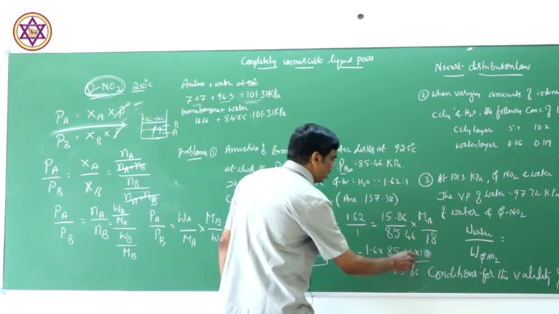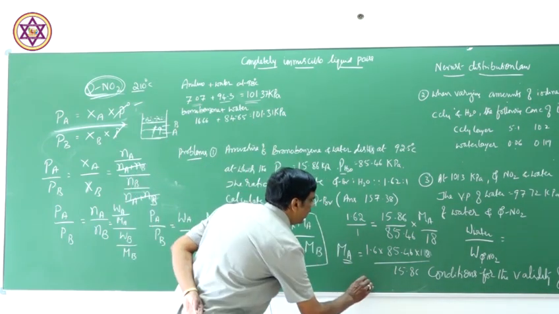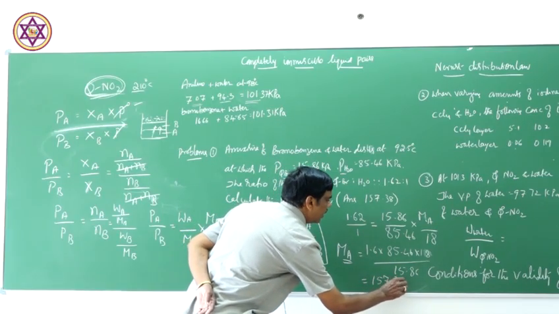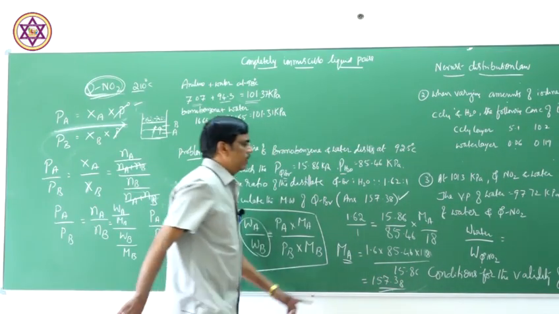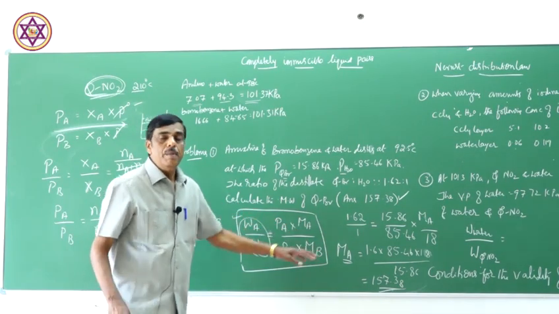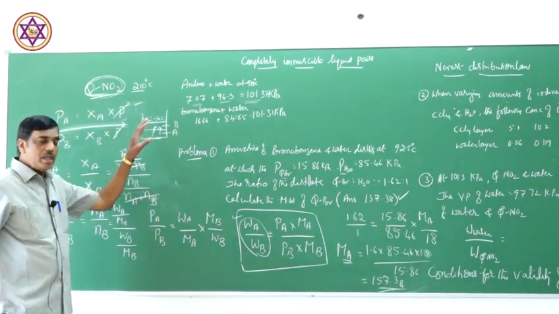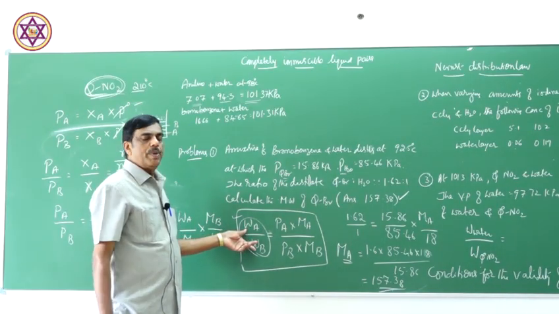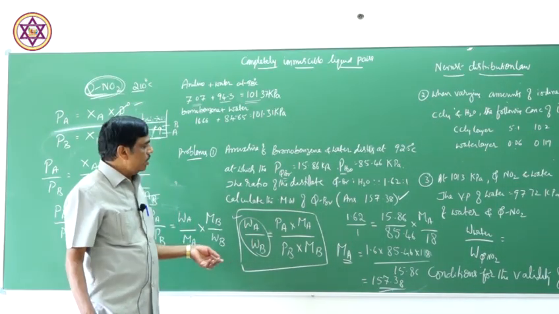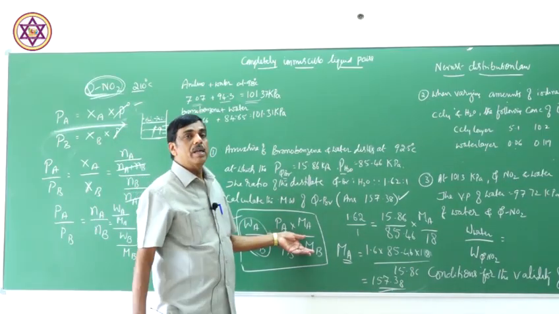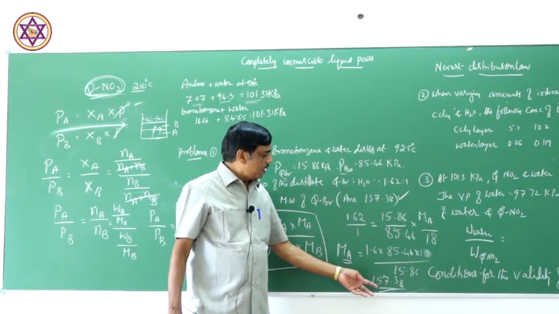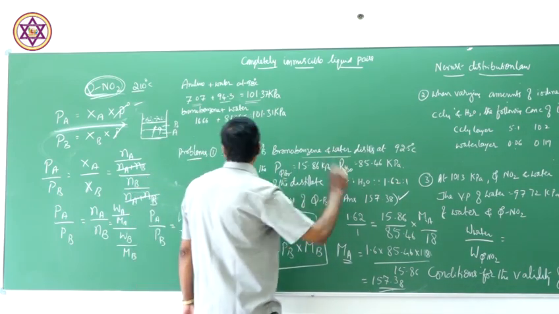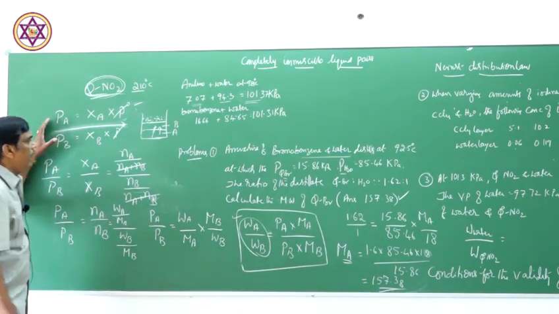Therefore, if you simplify this, you will find that the molecular weight of bromobenzene is 157.38. The answer is given here. Therefore, by steam distillation of the mixture, it is possible to calculate the weight of the distillate obtained, the weight percent of the distillate obtained, and even the molecular weight. So, we have calculated here the molecular weight of bromobenzene, 157.38, by this steam distillation. That is the application of steam distillation.